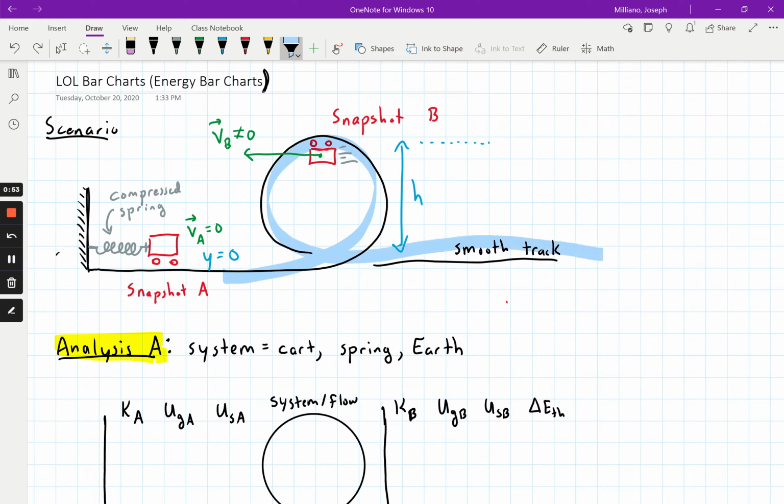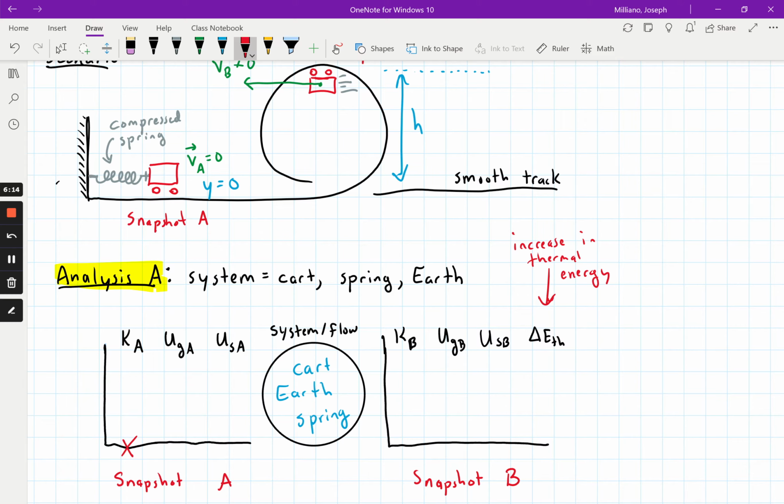In order to communicate to my teacher that I've thought about the value and it's 0, I'm going to put an X at the base of the bar chart. If you leave it blank, that doesn't communicate the value is 0. It communicates to me, your teacher, that I never thought about it.